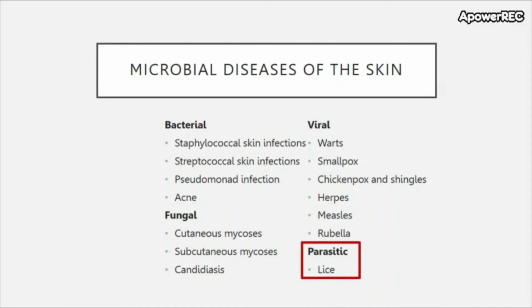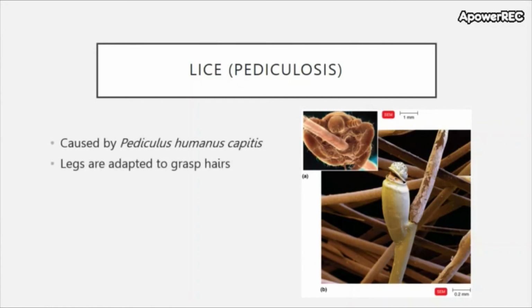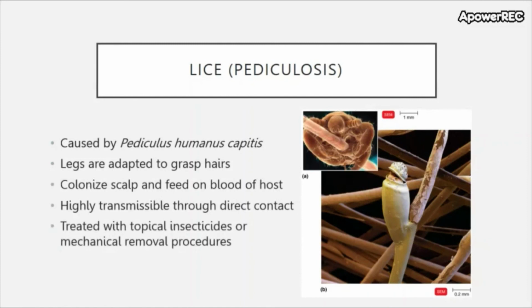Okay, last one is parasitic, and we're just going to cover lice. Lice, pediculosis, is caused by Pediculus humanus capitis. The legs are adapted to grasp hairs, and they can colonize the scalp and feed on the blood of the host. They are highly transmissible through direct contact, and they are treated with topical insecticides or mechanical removal procedures.